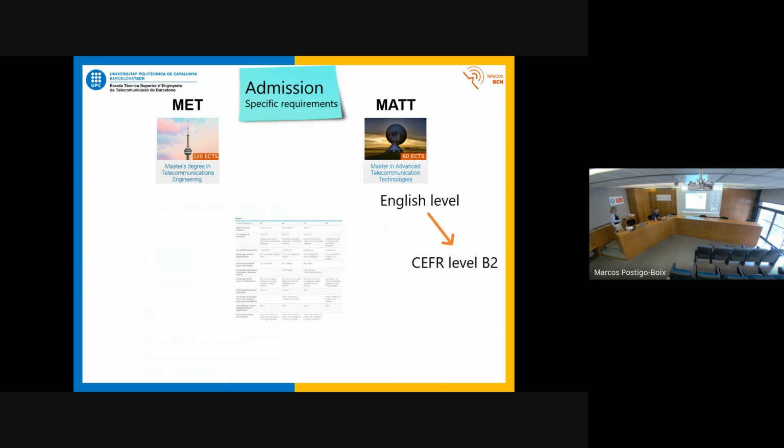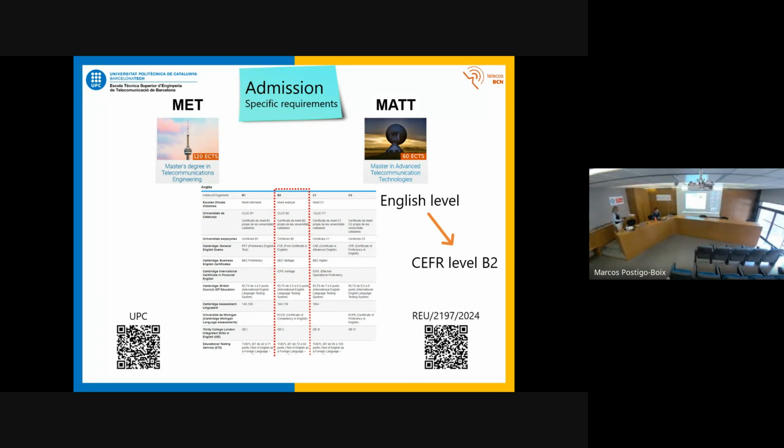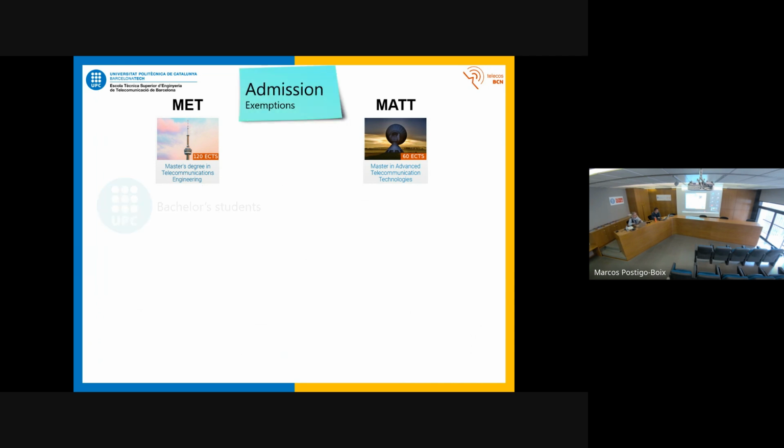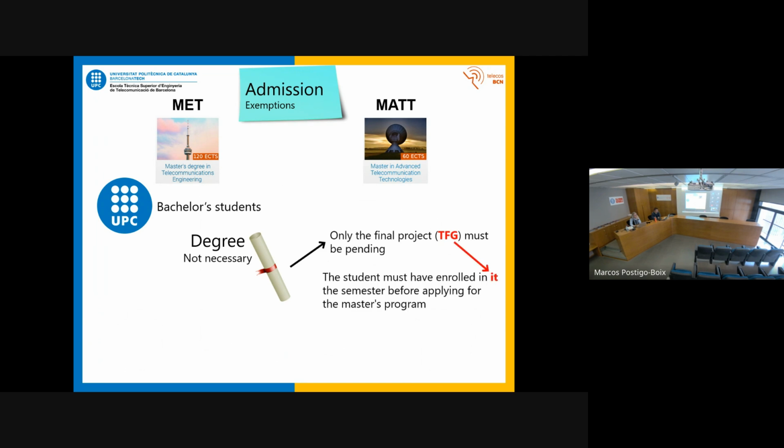Also, there is a specific requirement: both masters are in English. So you have to certify your level of English, a level of B2. And there are some exceptions. For UPC bachelor's students, it's not necessary to have your degree at the moment of being admitted. Only if your final project is pending, and you must have been enrolled in this final project in the semester before applying for the master program. So if you plan to enter the master in the next semester, you have to be enrolled in the TFG now.